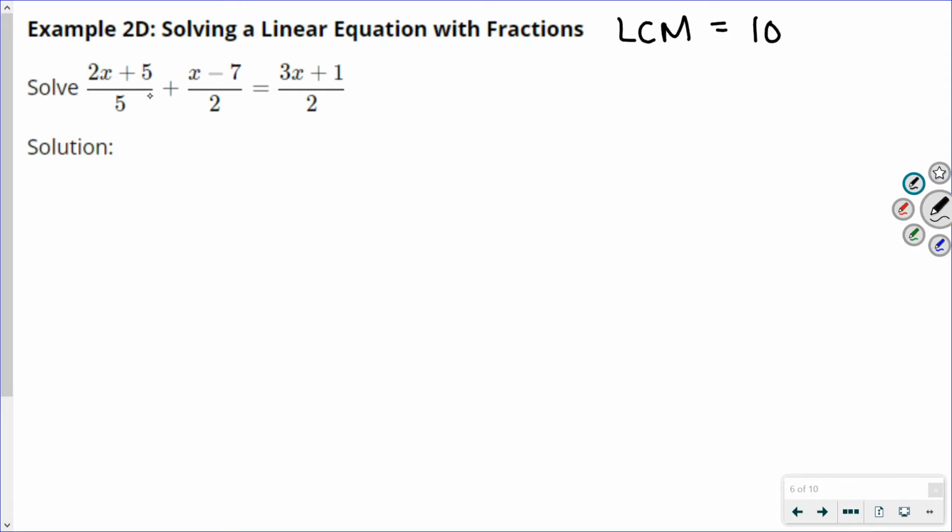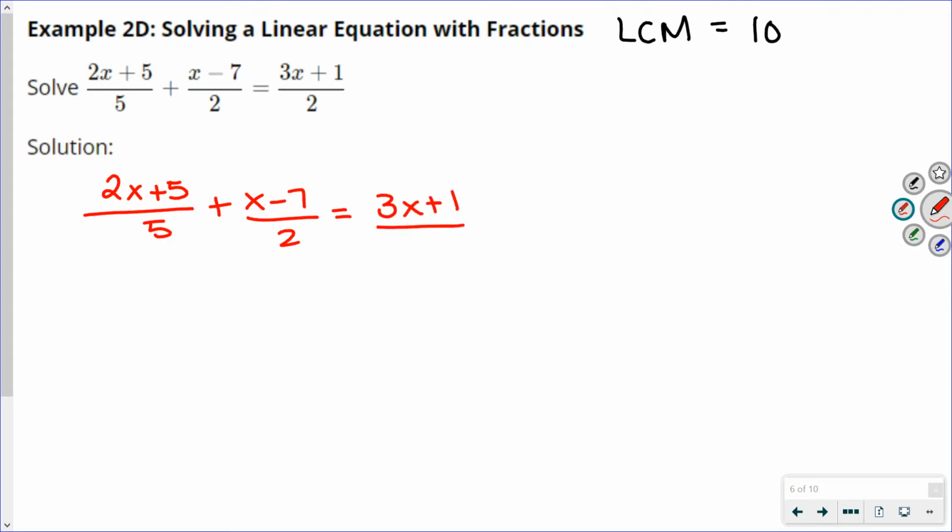How did I get that? Because 5 times 2 is 10. That's the smallest possible number that I can use that is in common with both of these. So what we're going to do is rewrite our equation. And to eliminate these denominators, we're going to multiply the whole thing by that least common multiple, 10.